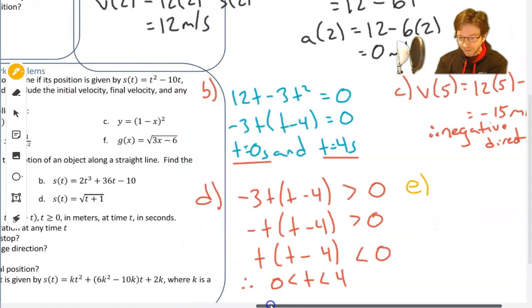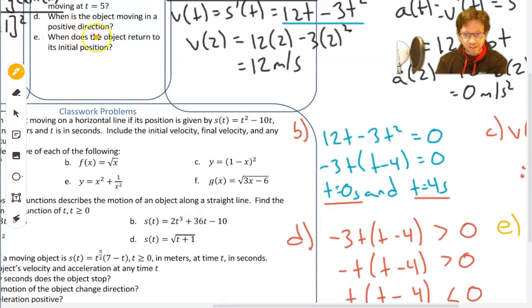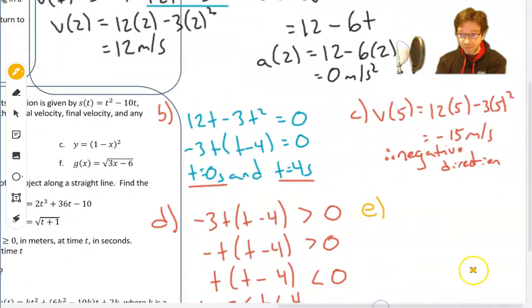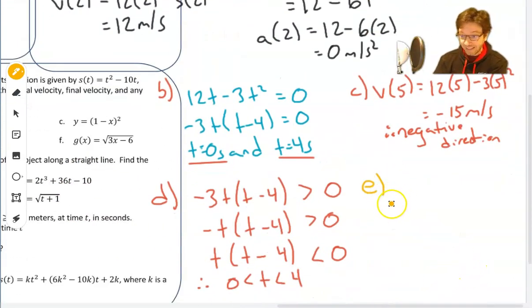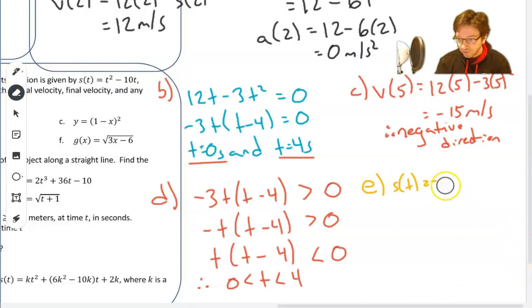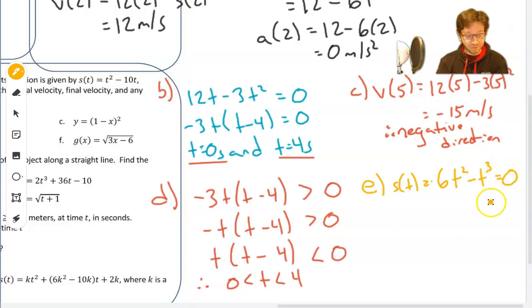All right, so last one, part E, says, when does the object return to its initial position? So if we're talking about position, we care about s of t. And it gave us this function as 6t squared minus t cubed. So when does it return to its initial position? That's when this is all going to equal 0.